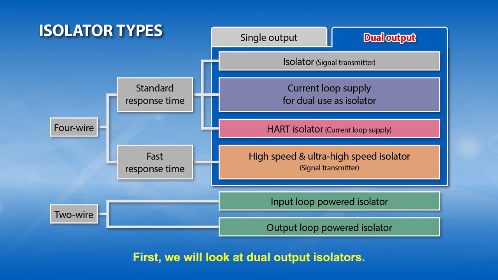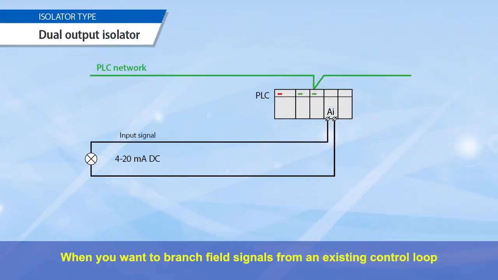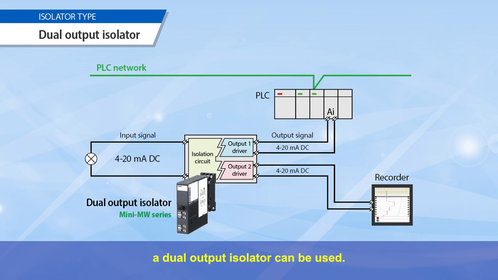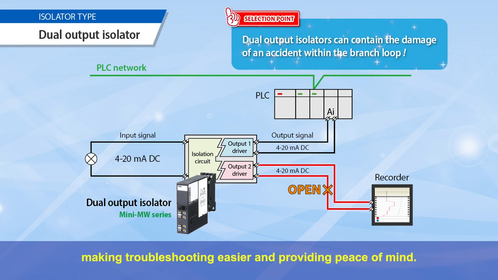First, we will look at dual output isolators. When you want to branch field signals from an existing control loop and use them for another purpose, a dual output isolator can be used. This way, even if a wire break or other problem occurs somewhere in the newly branched loop, the impact can be limited to the branched loop, making troubleshooting easier and providing peace of mind.